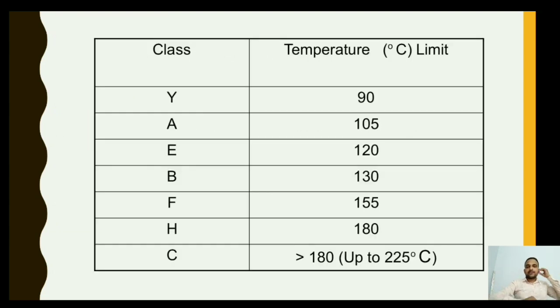Okay, here is our table, that is the class and the temperature range limit is there. Okay, so we can see YAE, BFHC. So how to memorize this, how to learn this table? I am telling you one story.